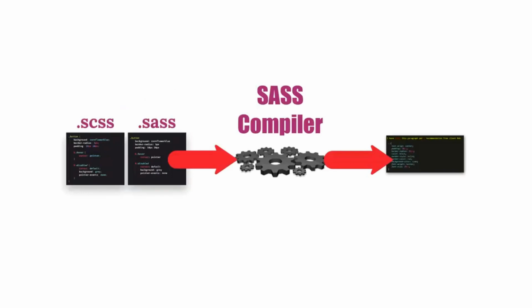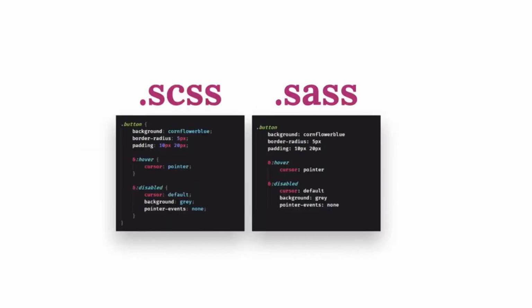SASS comes to the rescue to solve this problem. SASS provides a compiler to compile a completely different language into CSS. You could write SASS in two different file formats, SASS and SCSS. SASS is the kind of old format where we avoid braces and semicolons to write CSS, but the most famous file format is SCSS. So through this tutorial we're going to use SCSS.